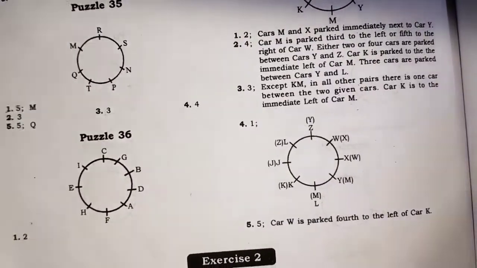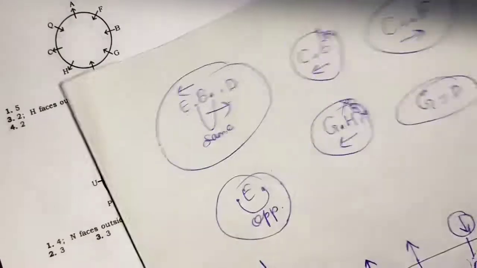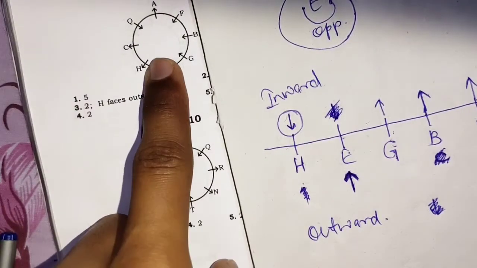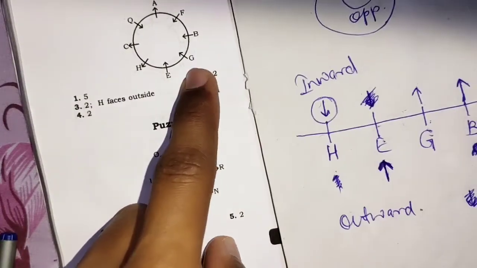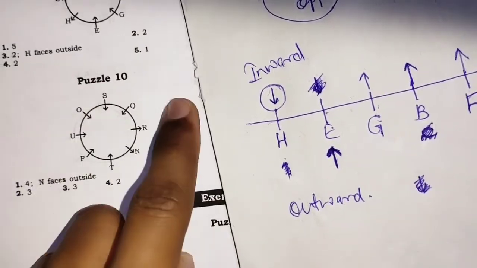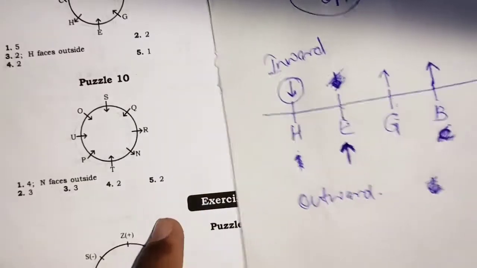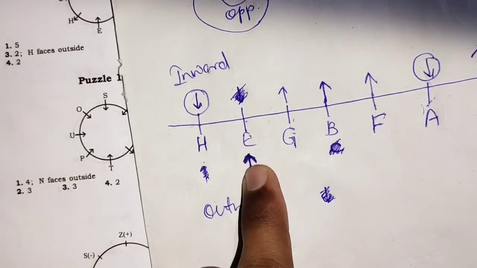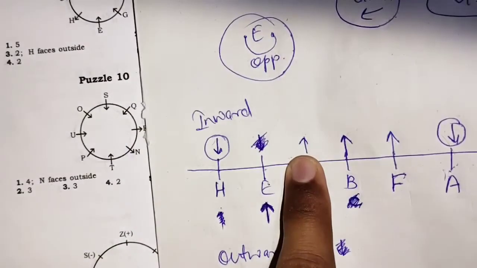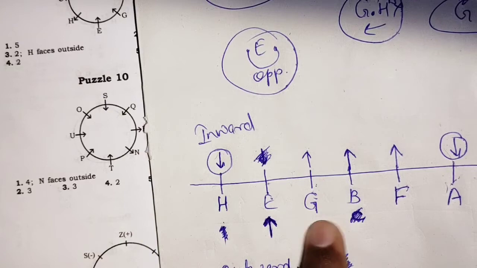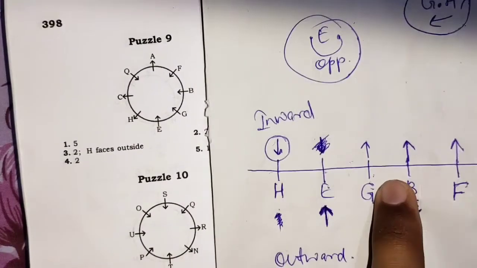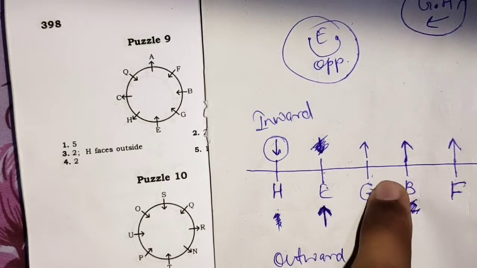Yes, puzzle 9. Here it is. Let's see. We will take anyone. So E is facing inward, and to the immediate right of E, G is sitting facing inward. So here you can see, E is facing inward, and to the immediate right of E, G is also facing inwards, and to its right B is there. B is also facing inward.